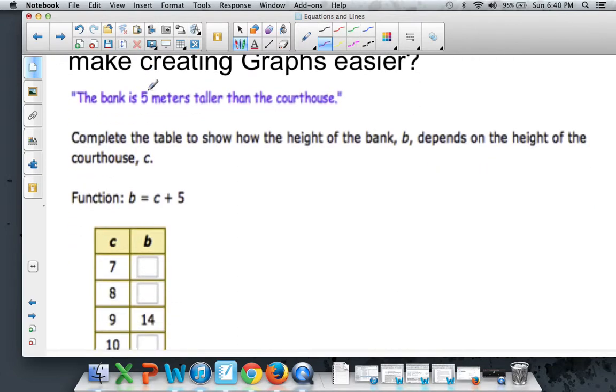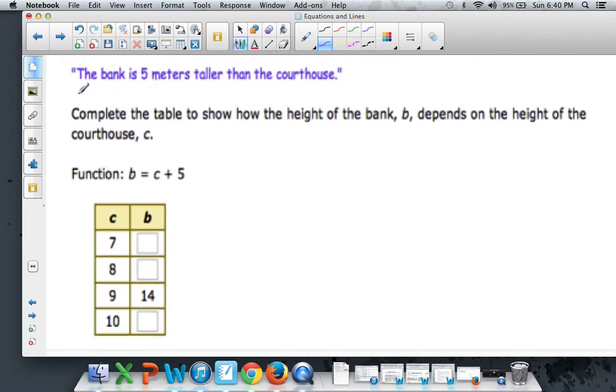Take a look at this. The bank is 5 meters taller than the courthouse. Okay. Complete the table to show how the height of the bank, B, depends on the height of the courthouse, C. Alright, so take a look at this. We've got the bank, and it equals the courthouse plus 5. Do you see that C is courthouse?